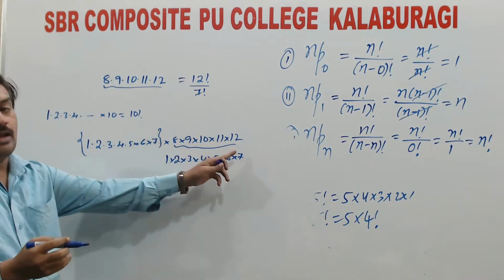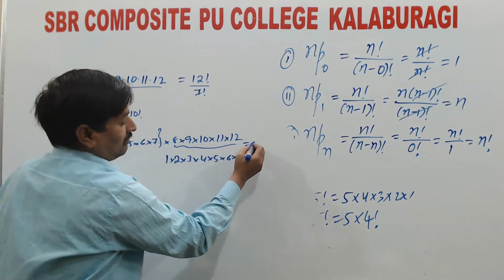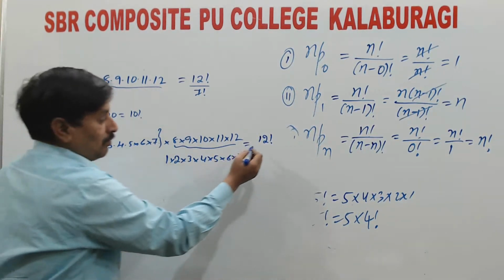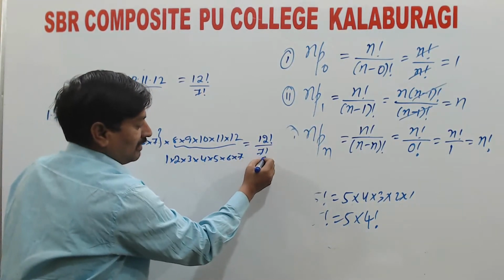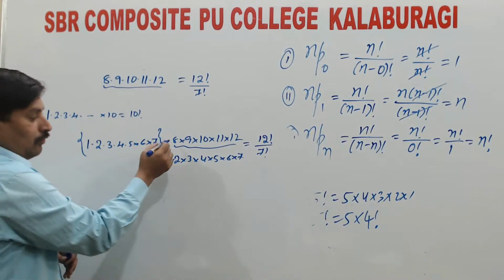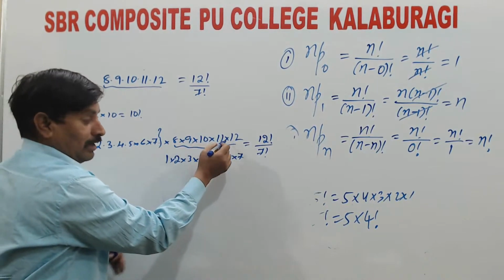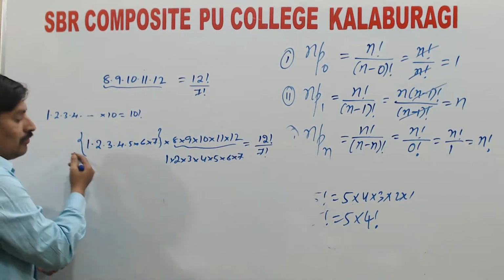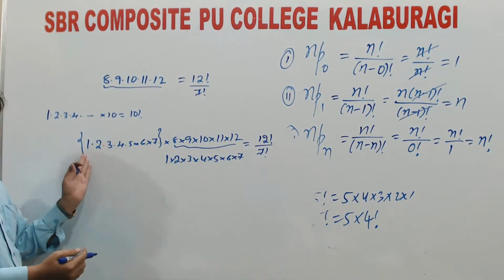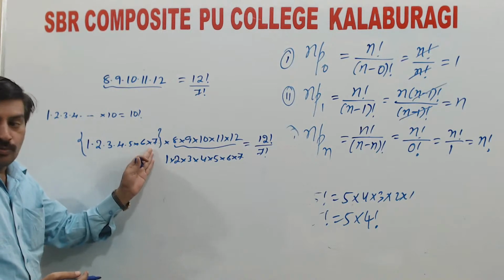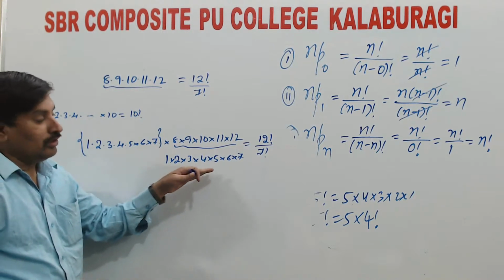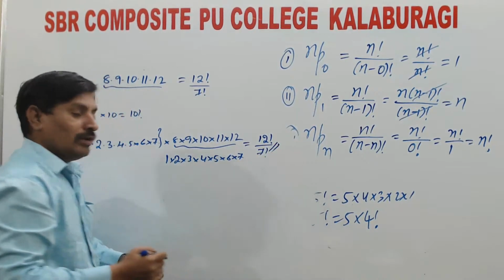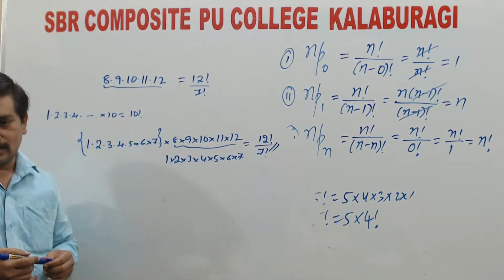And what is this? It is the product of 12 natural numbers. This product of 12 natural numbers in the numerator can be written as 12 factorial, divided by the product of 7 natural numbers, which is 7 factorial. Therefore, 8 into 9 into 10 into 11 into 12 can be directly written as 12 factorial by 7 factorial. If not, you can understand it by writing 1 into 2 into 3 up to 7 in the numerator and the same in the denominator. The value is 12 factorial divided by 7 factorial. Right? Thank you.